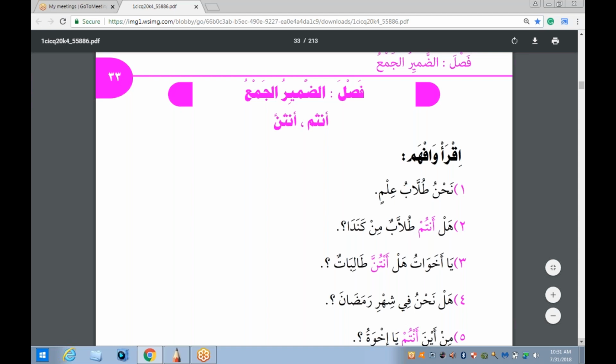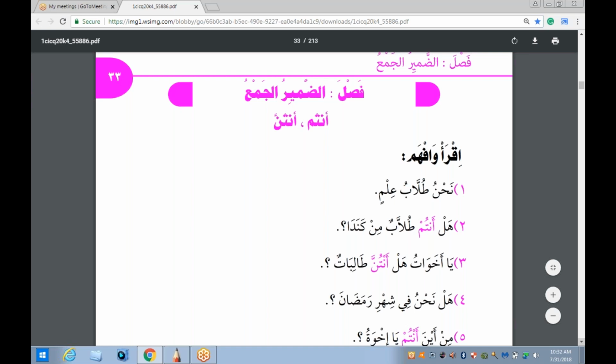Are you all students? So how do you make something? We have the word talibun. Talibun, what is that? A student, female. Talibatun, a student female. Talibani, two students male. Talibatani, two students female. Talibat, we add an aleph and a ta to make it a feminine plural.